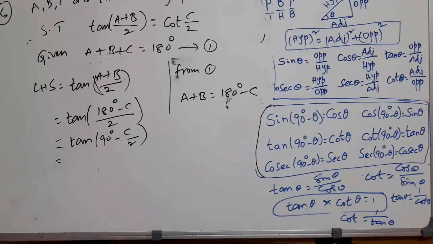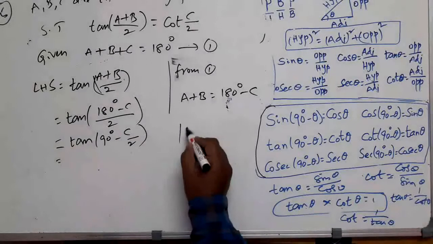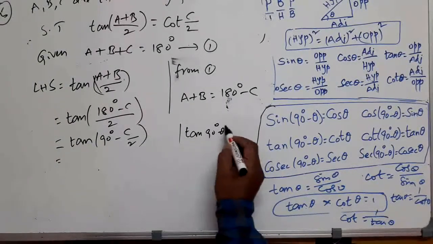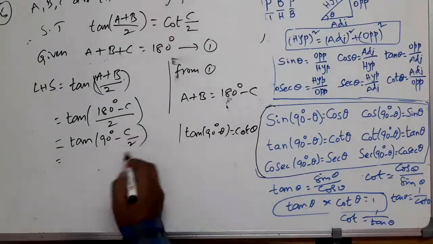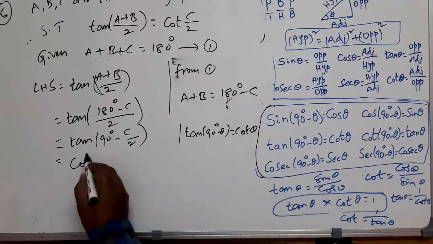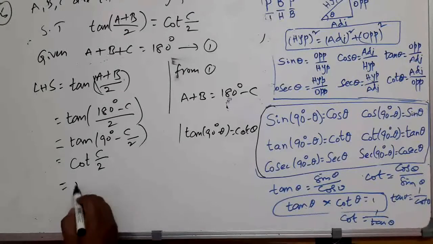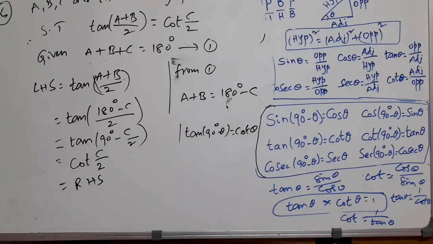Yes. What is this? This is of the form tan 90 degrees minus something. Tan 90 degrees minus theta can be written as cot theta. So tan 90 degrees minus theta is cot theta. I will use this formula. So now here theta is C by 2, so this is cot C by 2. Have you got the right hand side or not? Yes, this is RHS. So LHS is equal to RHS. So that is how we have proved.